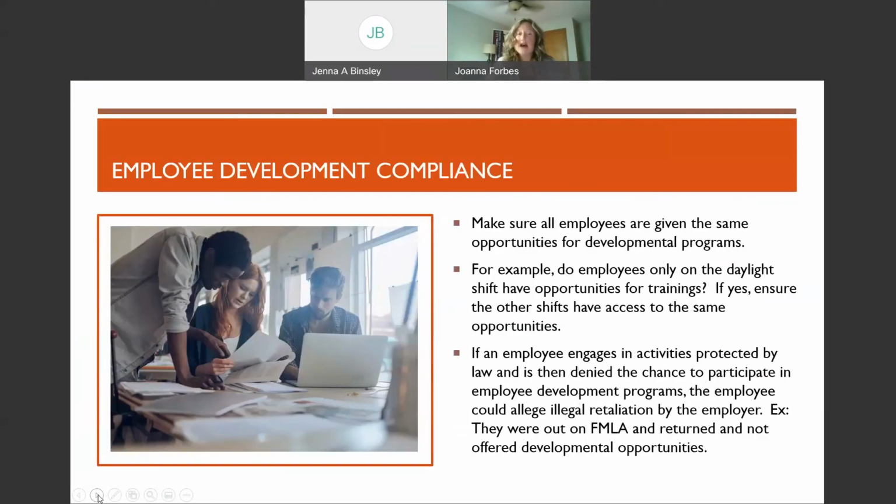So for compliance sake, we might not think of training and development as something that we need to be compliant about, but we just want to make sure that everybody, again, has the same opportunities. A lot of times employees on a second shift or a third shift feel like maybe they're slighted. So are these opportunities only available during the day? Let's think about that. Let's think about if an employee engages in an activity that's protected by the law and then they're denied any sort of development opportunity. Could there be some sort of retaliation? It looks like retaliation. A very common one is if we have an employee that goes out on any sort of leave of absence, and then when they come back, they're not offered the same opportunities.